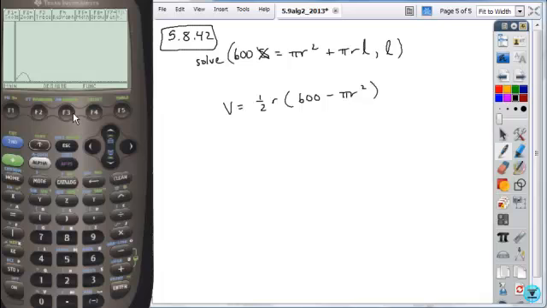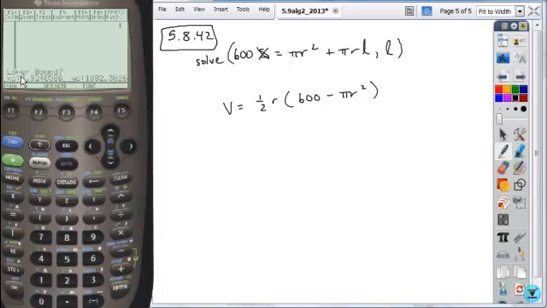Can I see the highest point of this graph based on what I have? Yeah. So now I can find the maximum point here. The maximum point is going to give me my optimal R value, and it's also going to give me that maximum volume as well. So I go to the F5 Math tab, choose maximum, and then scroll along this graph.